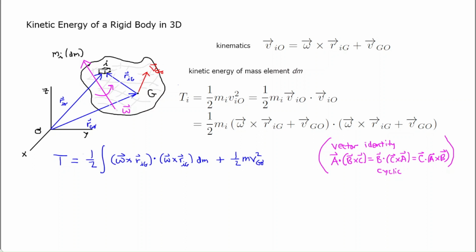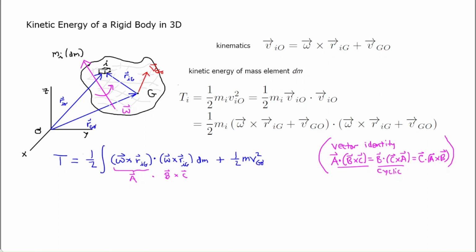So what we're going to do here is we have a dot product. We're going to consider the first omega cross r to be A, and then in the cross product we're going to consider omega to be B and r to be C.